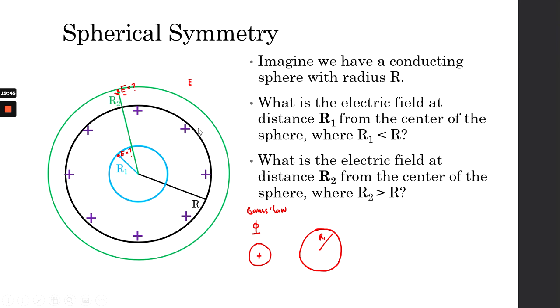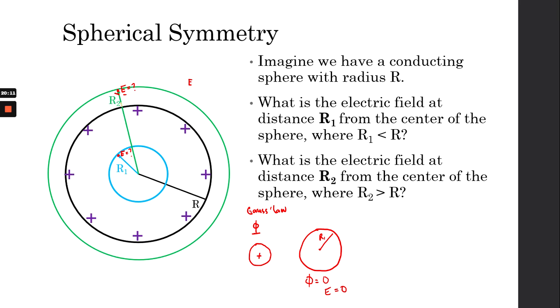The charges are only on the surface of the sphere, and you have another sphere inside, which is our imaginary Gaussian surface, so you would know that there are no charges inside. Therefore, from here, you can already denote that the electric flux here is 0. And if the electric flux is 0, the electric field for R1 is actually 0.